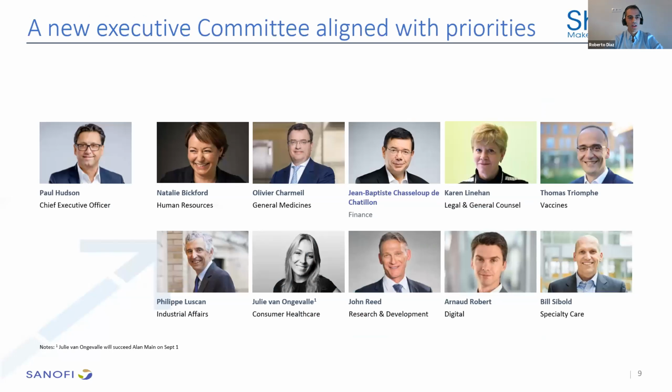So this is the Sanofi new executive committee, with quite new faces, starting with Paul Hudson, the CEO. He joined Sanofi last year. Also, Jean-Baptiste de Chatillon, he joined a little bit earlier. He's the CFO. Or another example is Arnaud Robert, who is the digital chief officer who joined last summer.